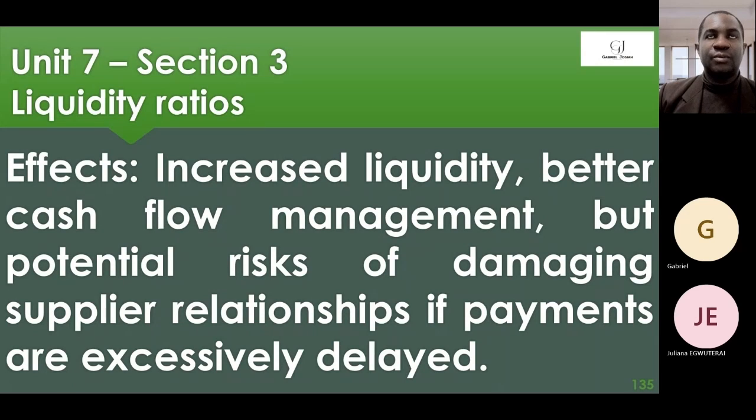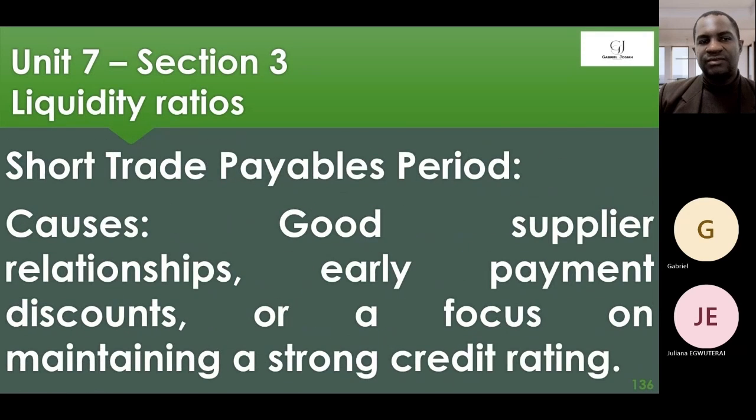Because if some suppliers that provide raw materials refuse to provide, that means your production has been cut short. If payments are excessively delayed, they will not provide for your next production cycle. So those are some of the effects.